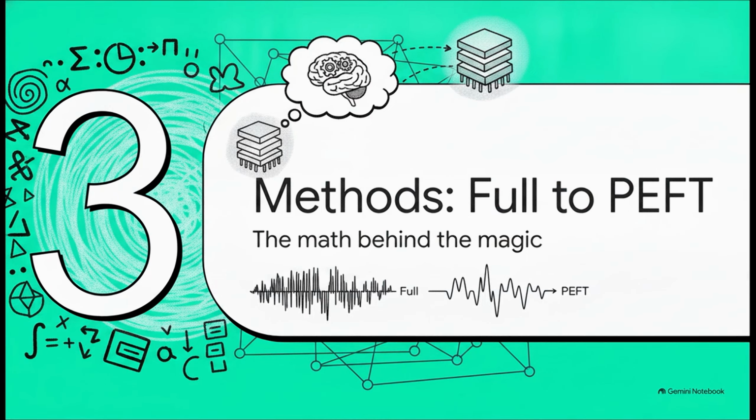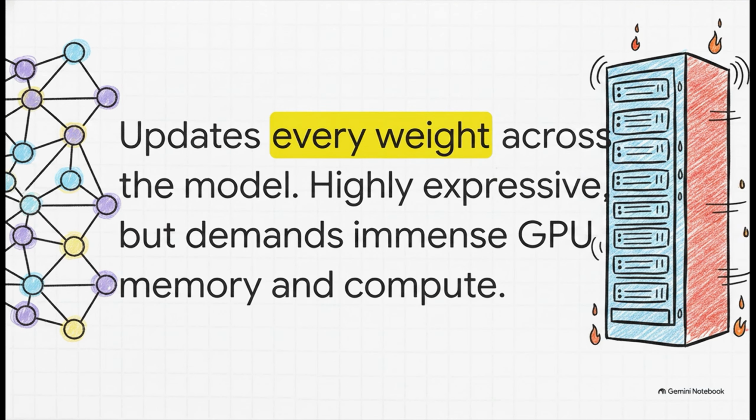All right, section 3, methods from full to PEFT. Let's look at the math behind the magic here. So the traditional old-school approach is full fine-tuning. This updates literally every single weight across the entire architecture of the model. And as you can probably guess, this gives you the absolute deepest behavioral change possible. But man, the downside? It demands immense GPU memory and a budget-busting amount of compute. For your standard enterprise task, full fine-tuning is just incredibly resource-intensive.